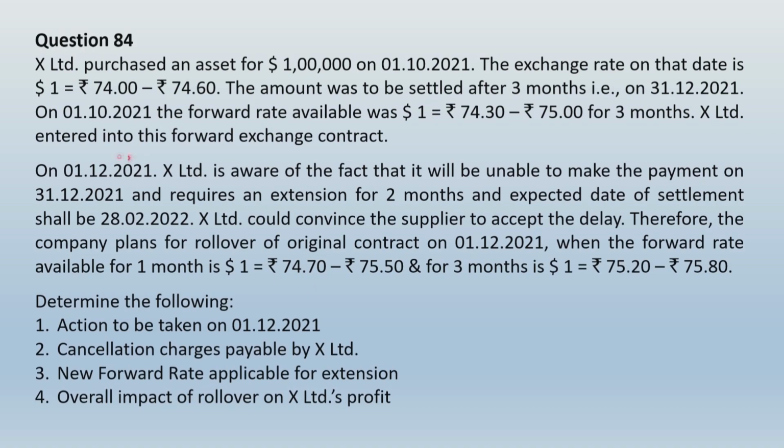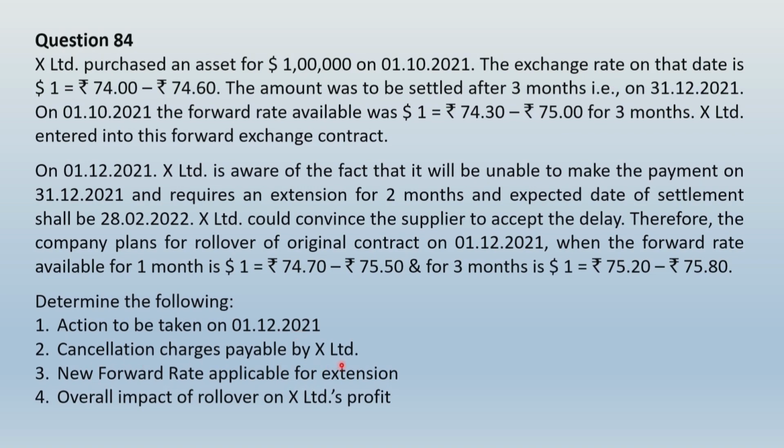And on the same date, that is on 1/12/2021, when you are taking a new forward cover which will mature on 28th February 2022, from 1st December 21 to 28th February 22, the gap is basically 3 months. So you have to enter into a new contract for 3 months, and because you want to buy $1 lakh, you will have to pick the forward ask rate of 75.80 per dollar. So the action to be taken on 1/12/2021 is sell 1 month forward and buy 3 month forward.